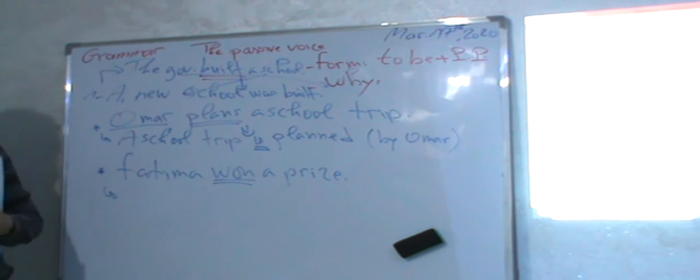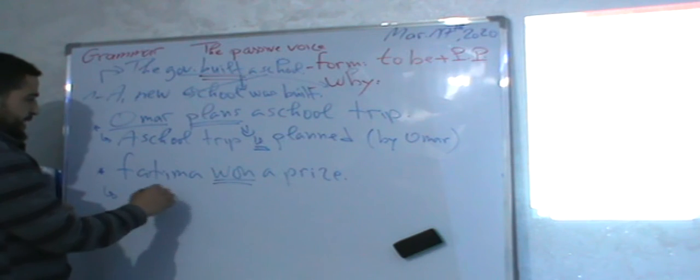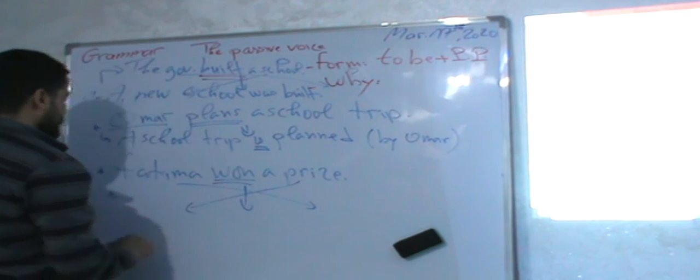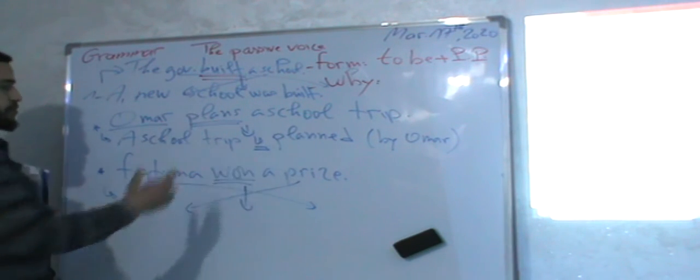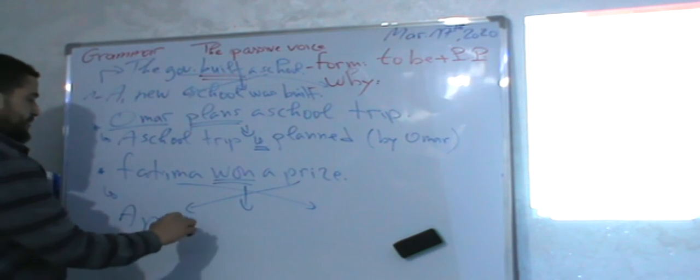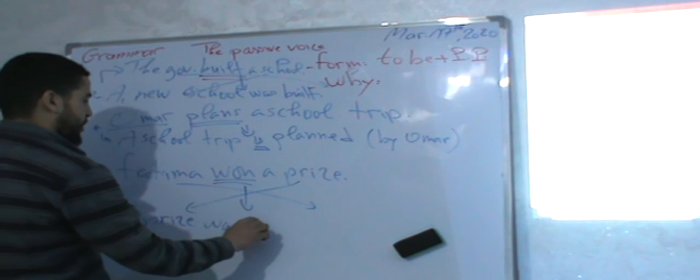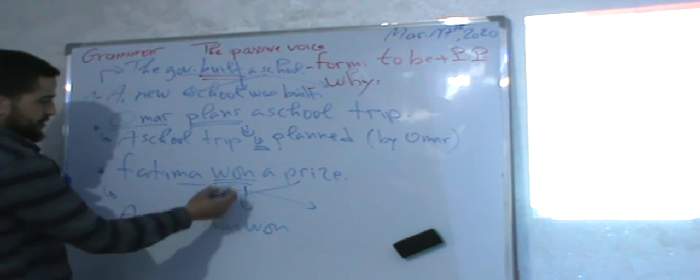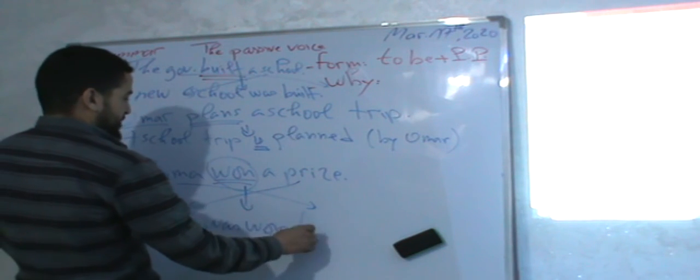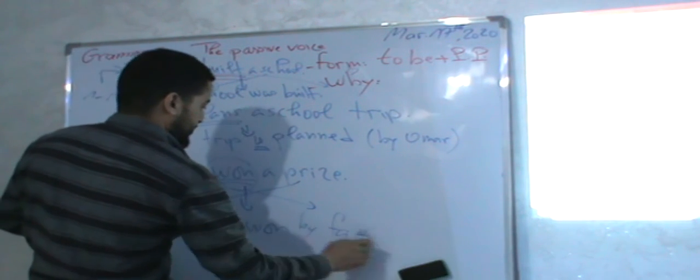The same logic applies here. Fatima won a prize. What happened? Somebody won a prize. So you could say a prize was won. Why was? Because the verb here is in simple past, so verb to be has to take that time and tense. A prize was won by Fatima. In this case, we probably need to mention her.